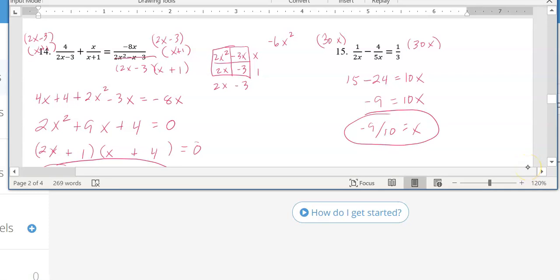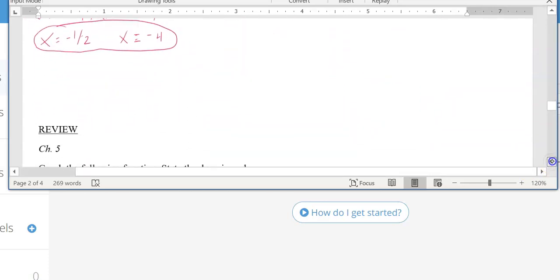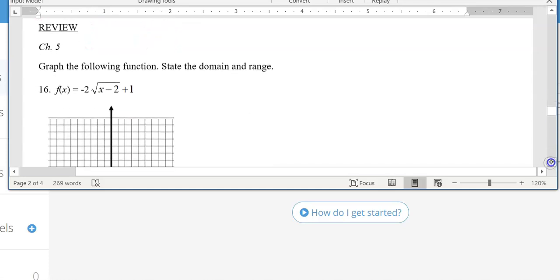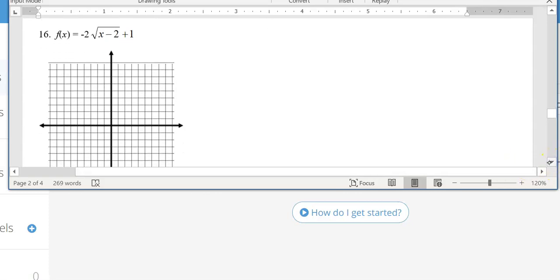Double check, make sure that that doesn't make 0 anywhere in a denominator, and we are good. Okay, now we have some review problems. I just don't want you to forget some of the older stuff that we've done fairly recently.